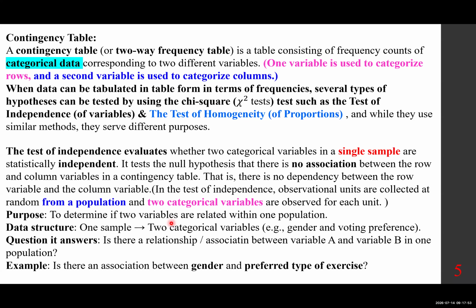Purpose: to determine if two variables are related within one population. Data structure: one sample, two categorical variables. Example: gender and voting preferences. Question: it answers, is there an association between variable A and variable B in one population? Is there an association between gender and preferred type of exercise? So that's the test of independence.